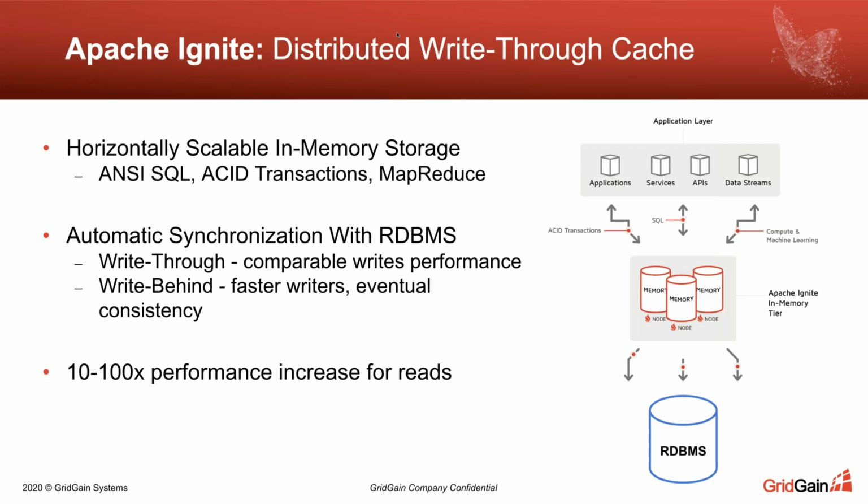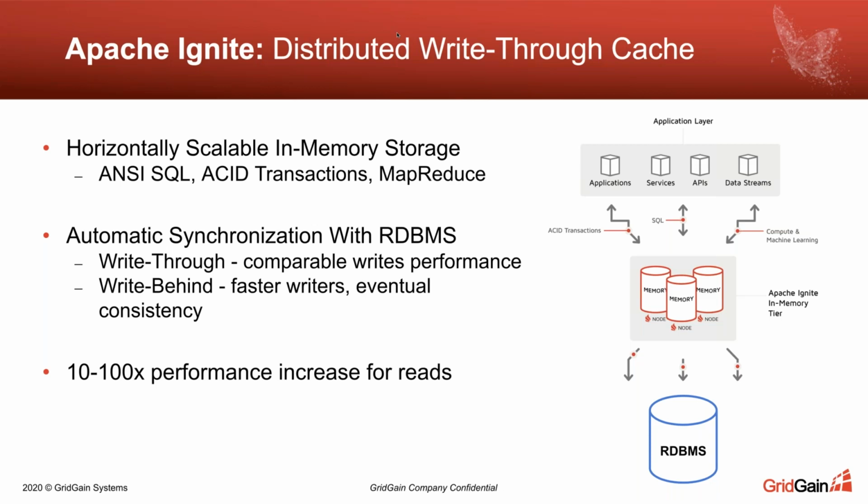So first of all, the Apache Ignite layer is a horizontally scalable in-memory storage. No matter how your database is sharded, you can have 1, 2, or thousands of nodes, if you like, of an in-memory cluster based on Apache Ignite. And it will provide you both SQL and ACID transactions, or MapReduce functionality that you can run on it.